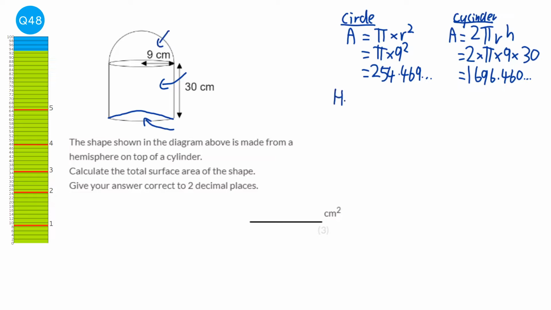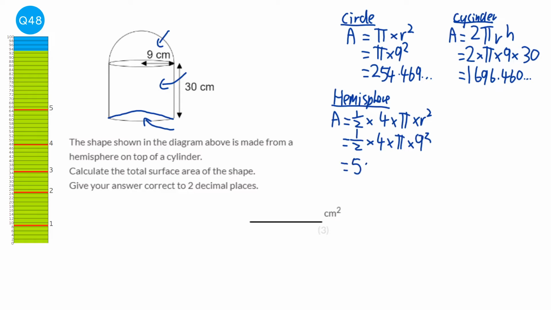And the last bit is this hemisphere here. And so let's do the hemisphere. And the formula for the area of a hemisphere, well, this full sphere is 4 times pi times r squared, but because it's a hemisphere, it's half of that. And so it'd be half times 4 times pi times the 9 squared, and that will give us 508.938.